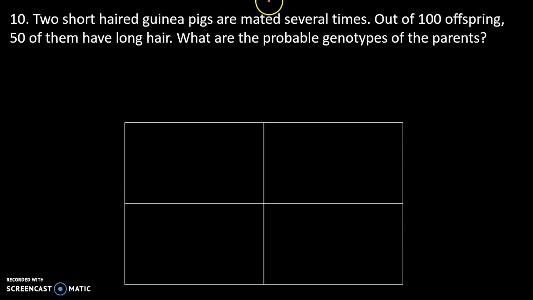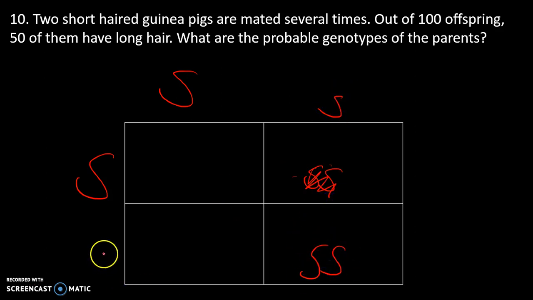And then the last one, 2 short-haired guinea pigs are mated several times. Out of the 100 offspring, 50 of them have long hair. What's the probable genotypes of the parents? Well, if they're both short-haired, we know that they both have to have that capital, that dominant allele. But they have long-haired offspring, which means there has to be little s's. Now, the only way that we're going to get this is by having a recessive allele in both.